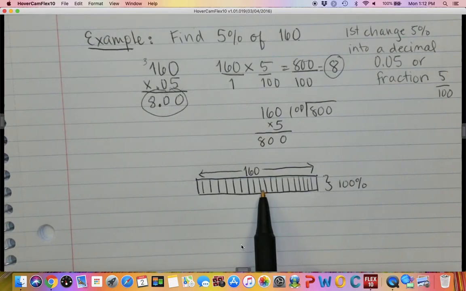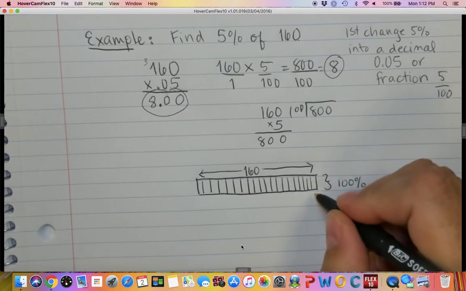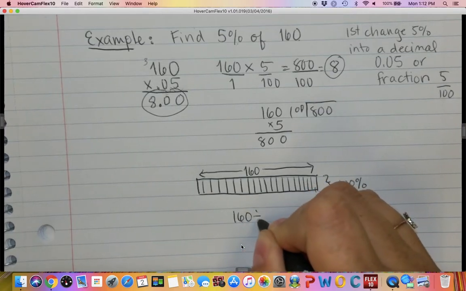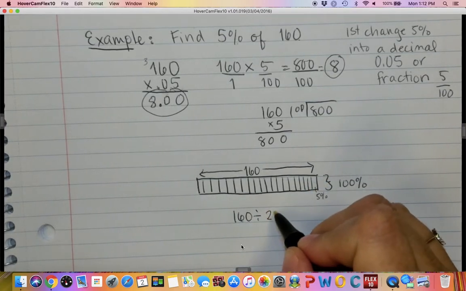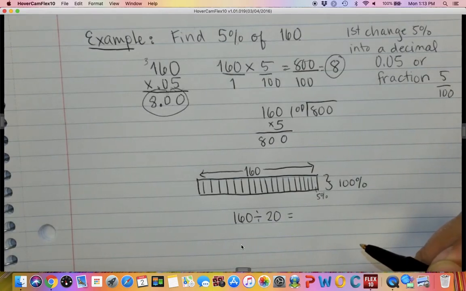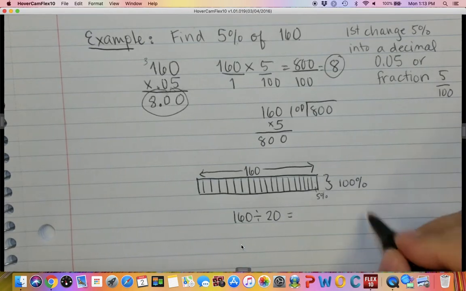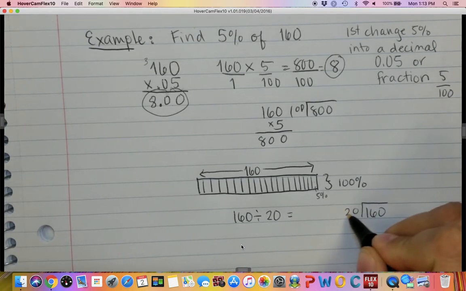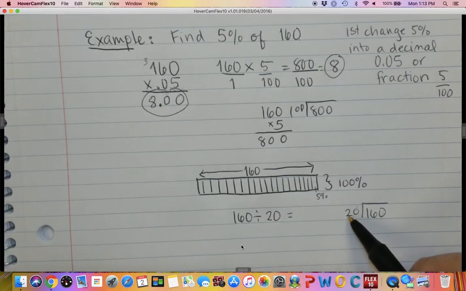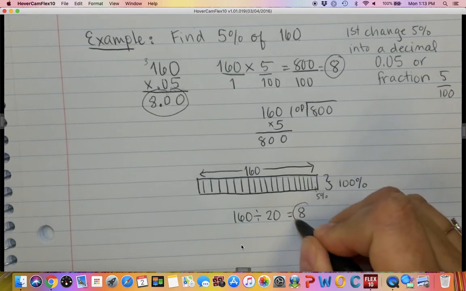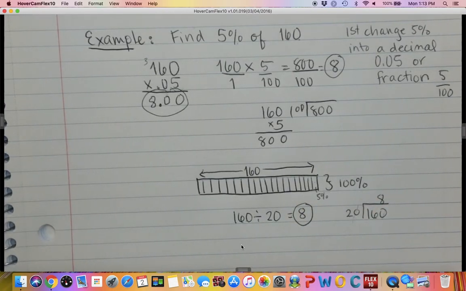And it's the same idea. Each of these boxes is worth 5%. So I take that 160 and I divide it by how many boxes there are, which are 20. And that 20 is worth 5%. So 160 divided by 20 is like 2 into 16, which is 8. So our answer is 8 for all 3 different ways that we solved the problem.